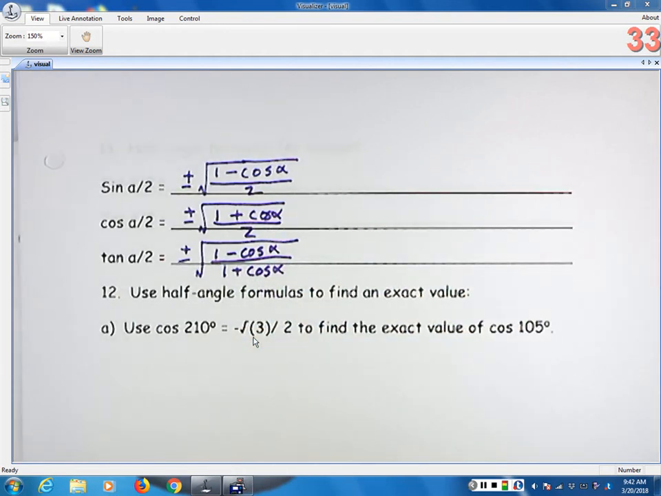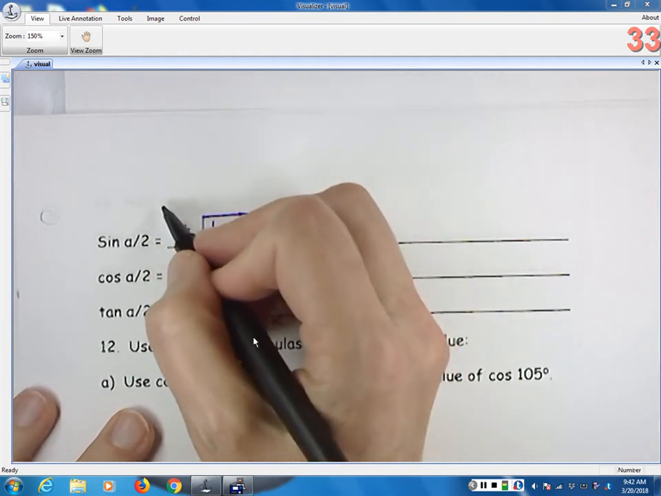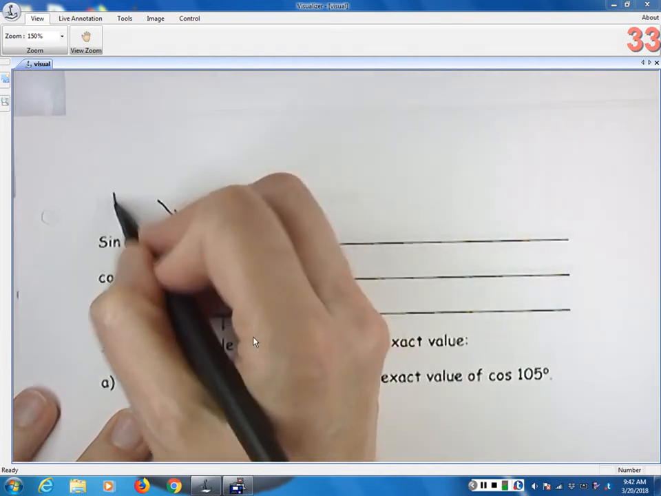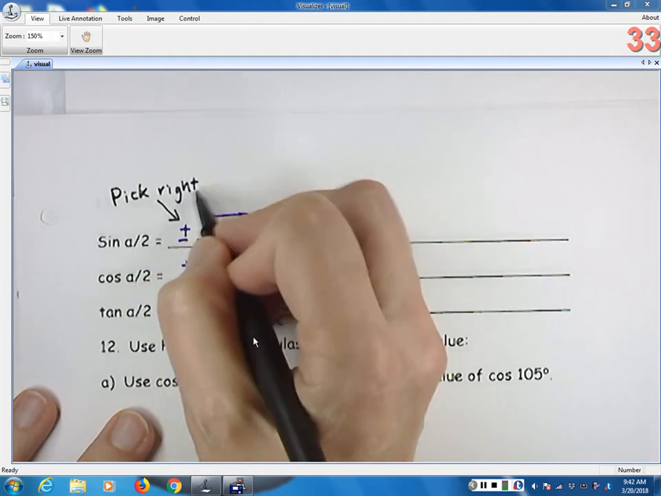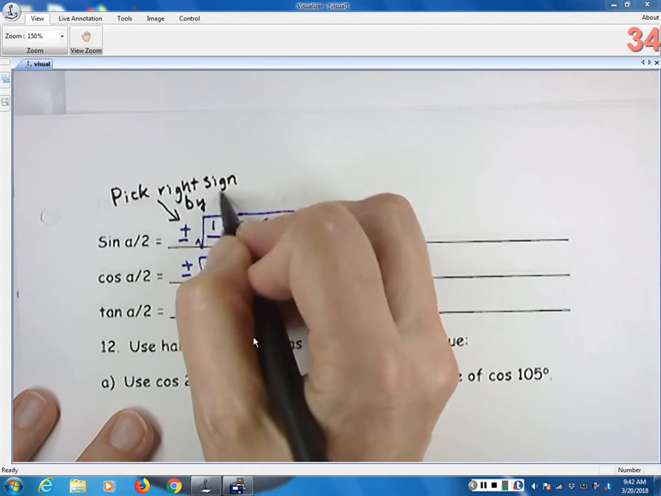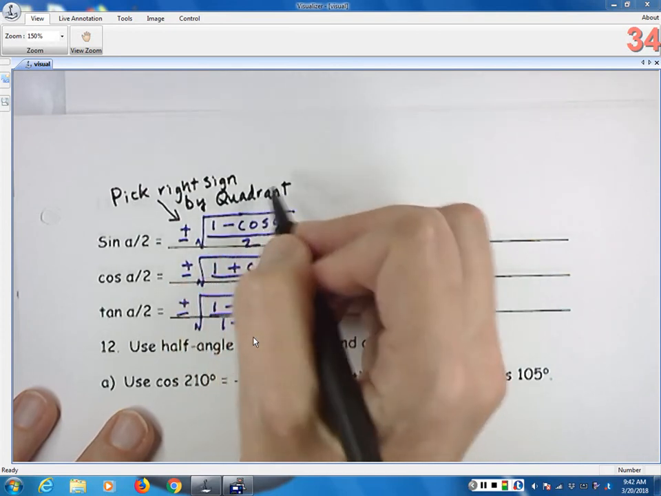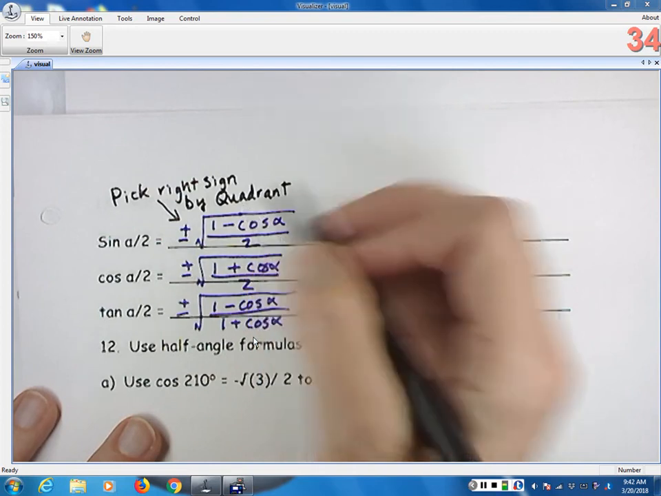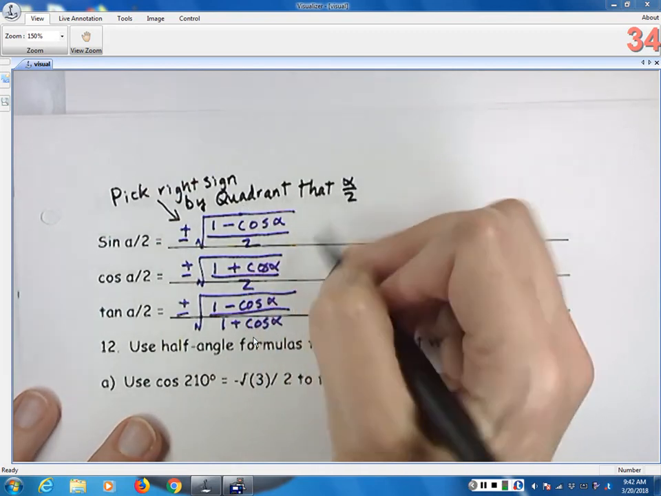Okay, so what does this plus or minus sign mean? This does not mean it can be two signs. It means you have to pick the right sign by the quadrant that alpha over 2 is in.